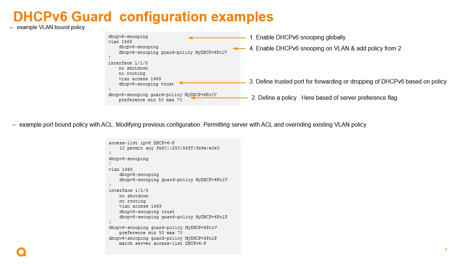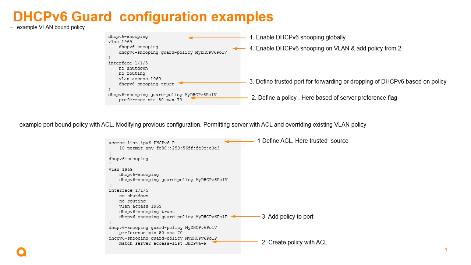Next, let's look at an example port-bound policy with an access control list. I'm modifying the previous configuration and permitting a server with an ACL and overriding the existing VLAN policy. The first thing is I define the ACL. Here our trusted source is just a link-local address actually. The second step is to create a policy referencing the ACL I created earlier.